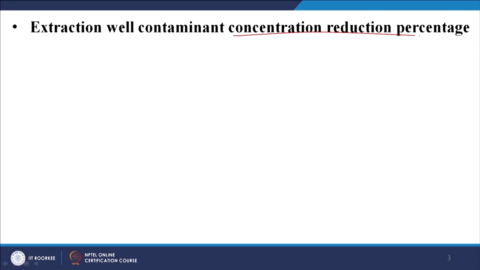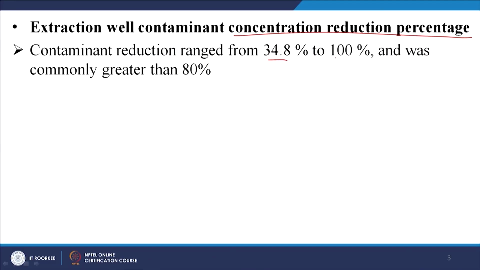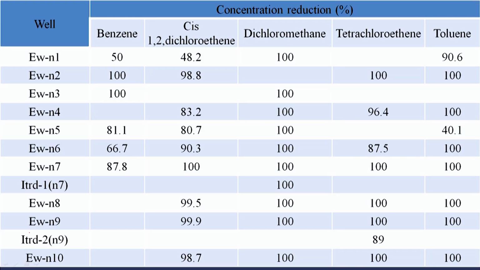So, for the extraction well contaminant concentration reduction percentage, obviously we are going to look at the amount of reduction that was noticed over this 3-year period. It ranges from 35% to 100% and is typically greater than 80%, let us say. I guess it would have been interesting if I was able to get more data regarding which particular contaminant, and we are going to look at that aspect out here. So, here we have different wells, different locations, and different compounds out here, and I believe this is the one in the gaseous phase if I am not wrong.